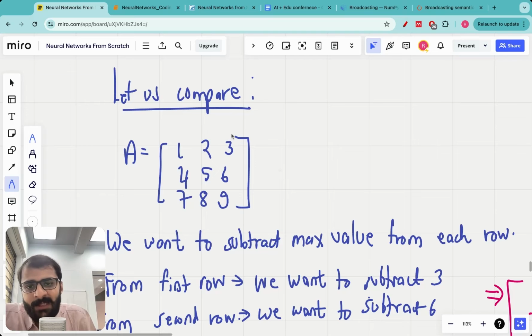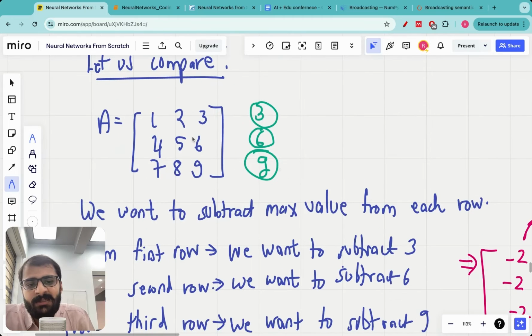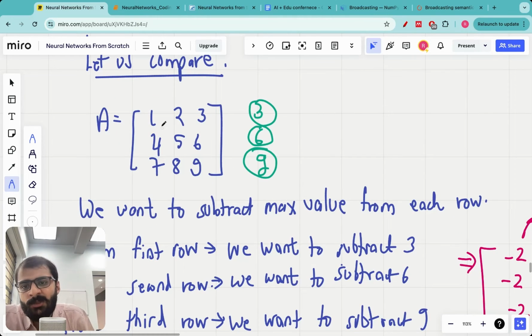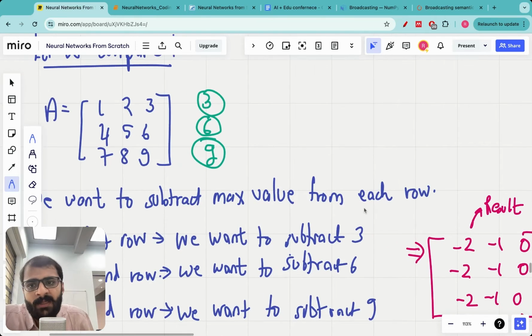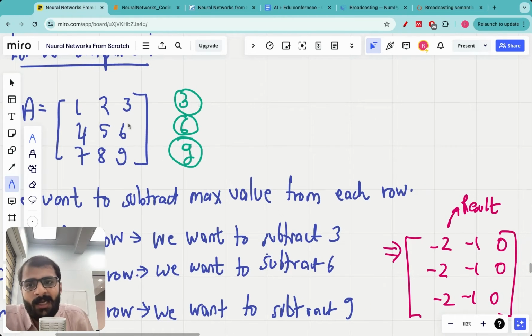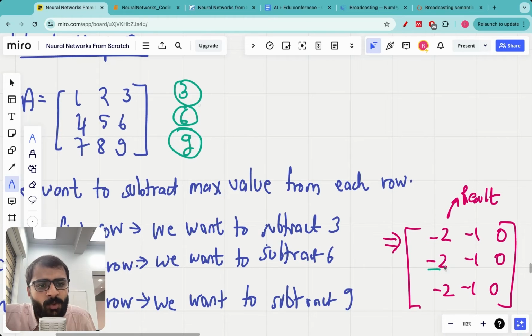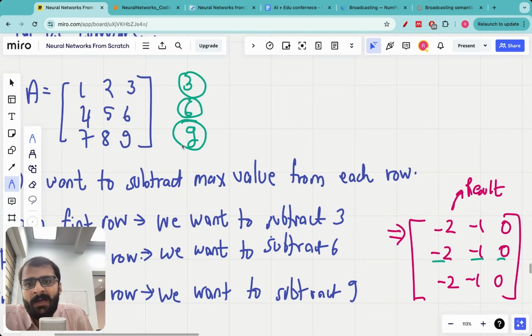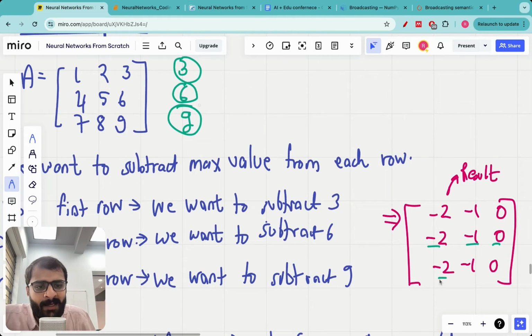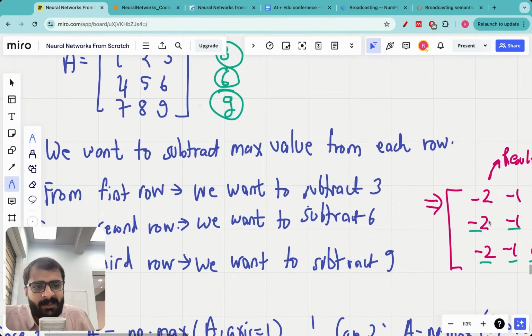So basically what it means is that from the first row, you have to subtract the value 3. From the second row, you have to subtract the value 6. And from the third row, from each entry, you have to subtract the value 9. So from the first row, 1 minus 3, first entry will be minus 2, second entry will be minus 1, and third entry will be 0. From the second row, you have to subtract 6 from all entries, so first entry will be minus 2, second entry will be minus 1, and third entry will be 0. And for the third row, you have to subtract 9 from all the entries, so again, it will be minus 2, minus 1, and 0. So this is the answer which we expect.